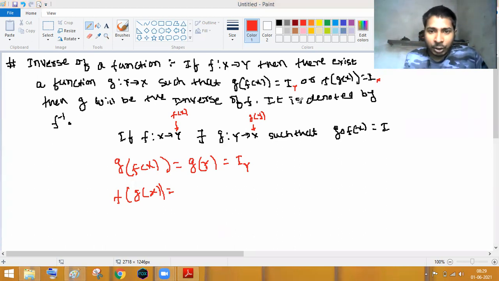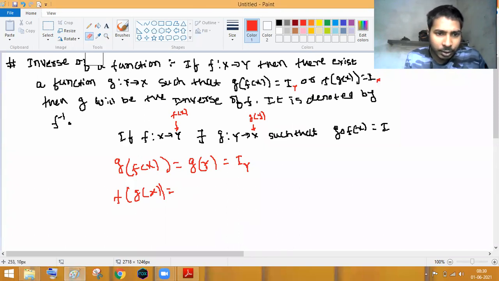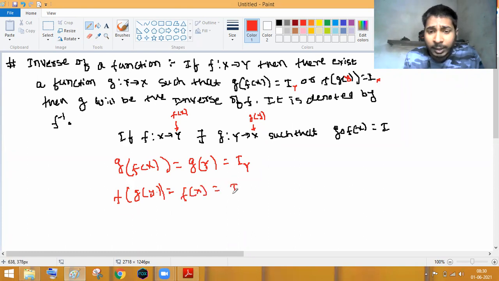Instead of writing g of x, can we put g of y, because this is a little bit changed. This will be g of y. Now tell me, what is g of y equal to? Oh, sorry, x. So can we say that this is f of x? And can we write this will be the identity in x? But don't bother about this.